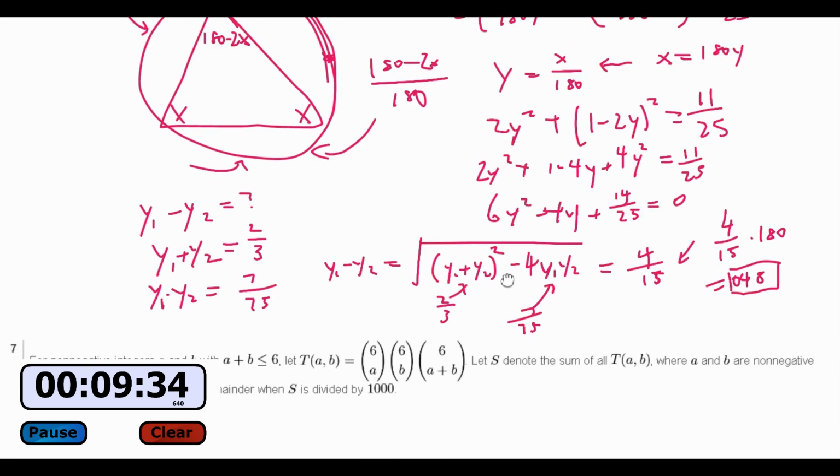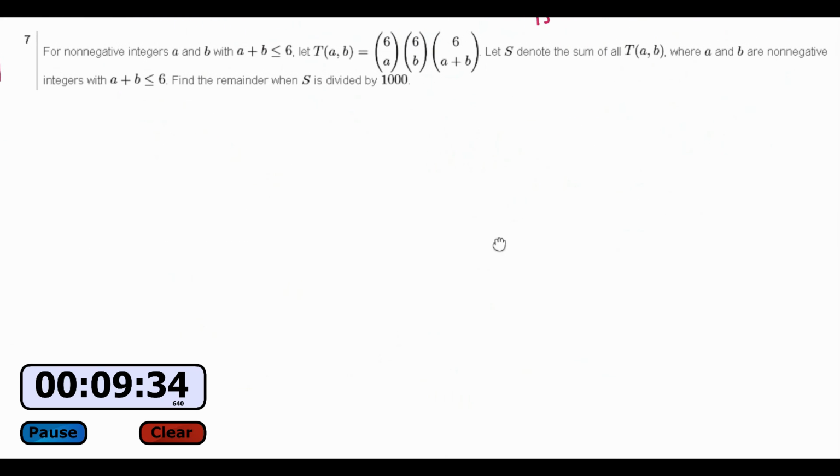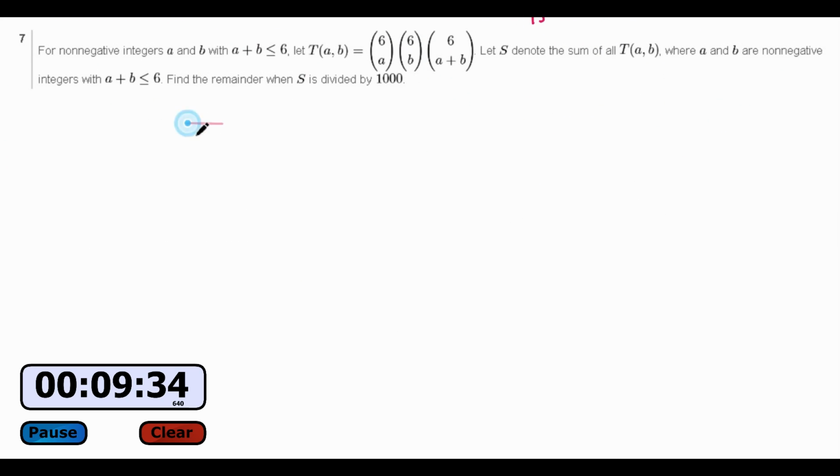And we have 1 minute left, so I don't think I will be able to finish 7, but I will try to get as far as possible. So we have a plus b is less than or equal to 6, and t_ab is equal to 6 choose a, 6 choose b, 6 choose a plus b, and we want to find the sum of all t_ab where they satisfy this. So we want the sum over a plus b less than or equal to 6 of t_ab, where t_ab is equal to that.